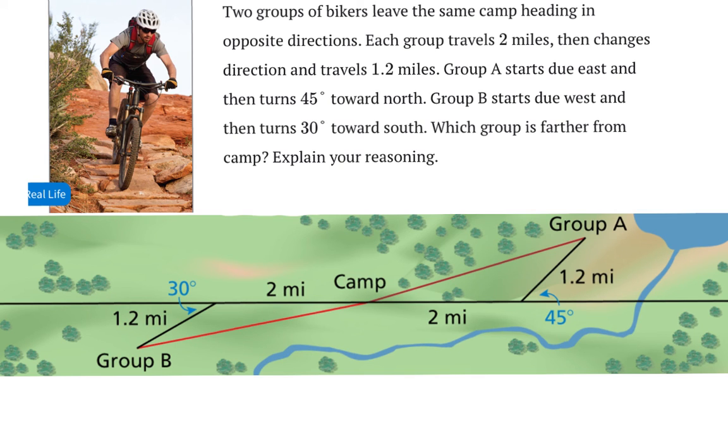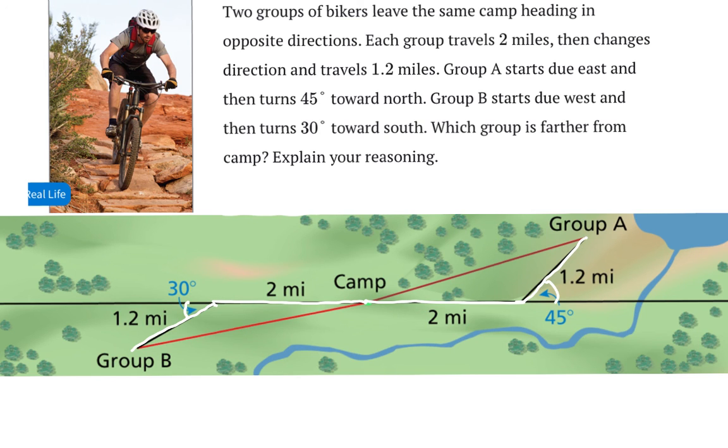And then the book likes to give you these. They call these real-world questions. I don't know how real-world this actually is, but we've got 2 groups of bikers leaving the same camp. So they're leaving here, and they are heading in opposite directions. One's going this way for 2 miles. One's going this way for 2 miles. Once they reach those 2 miles, they're going to change direction, and they're going to go 1.2 miles. So this group goes 1.2 miles with a 30-degree angle this way, and this one goes 1.2 miles with a 45-degree angle here.